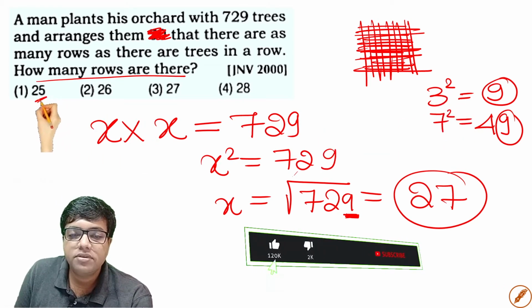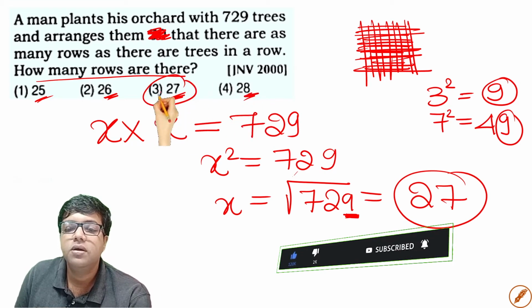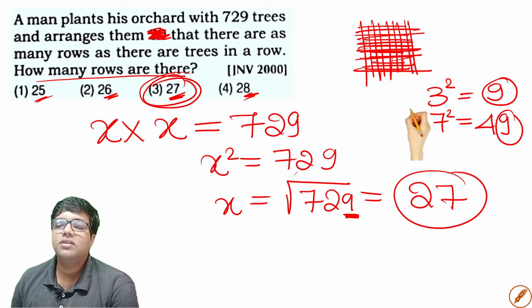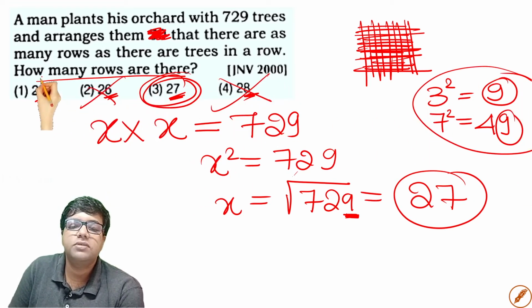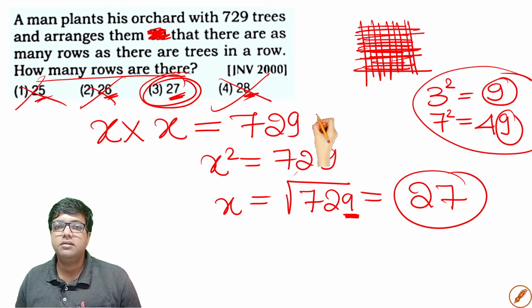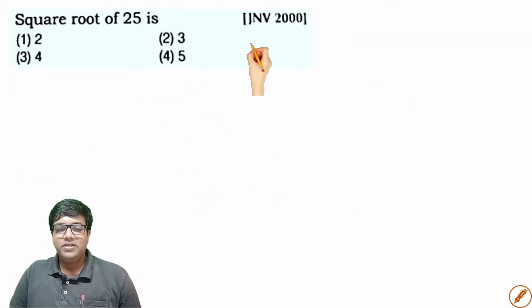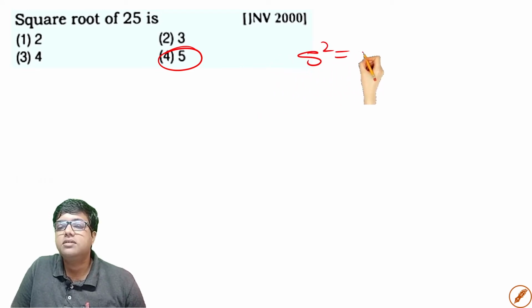So the unit digit comes as 9 when it is a square of 3 or 7. So do we have 3 or 7 here? Yes. Do we have 3 or 7? No. So therefore option 3 can be marked blindly with this type of logic and by eliminating the rest of the 3 options. Once you eliminate the 3 options, the only one which is not eliminated is your right answer. Square root of 25 is, come on, this is very easy, 5. 5 square is 25.